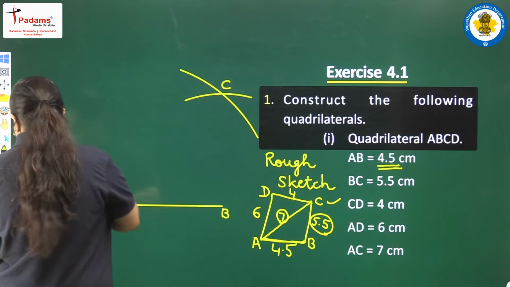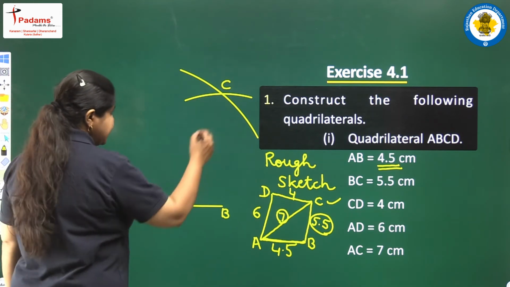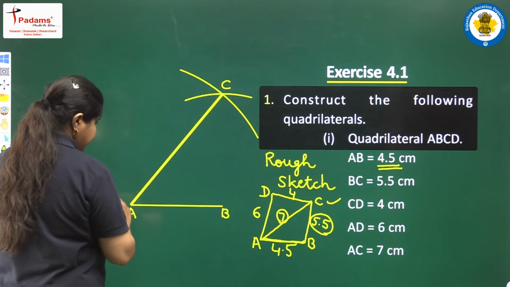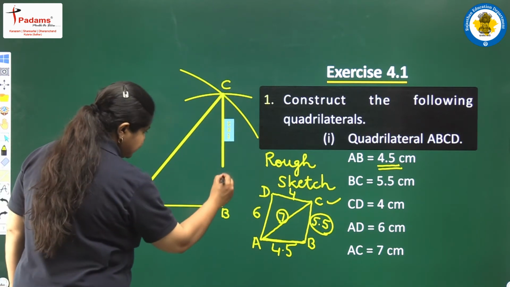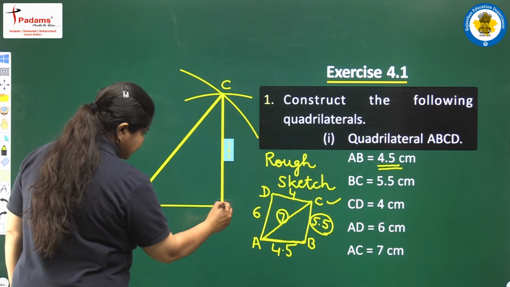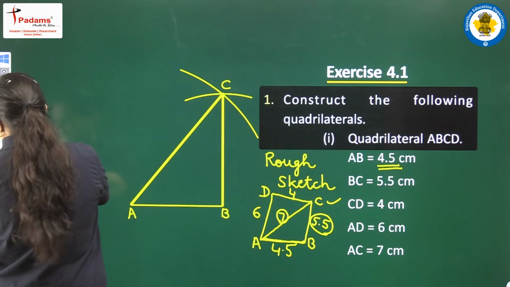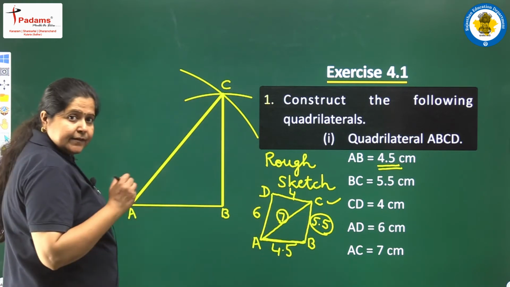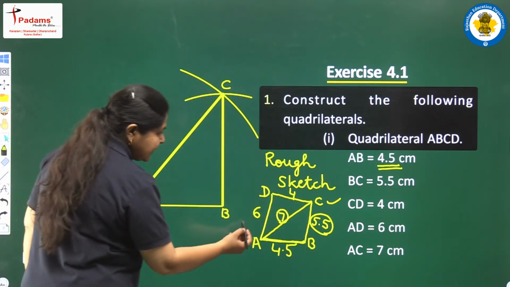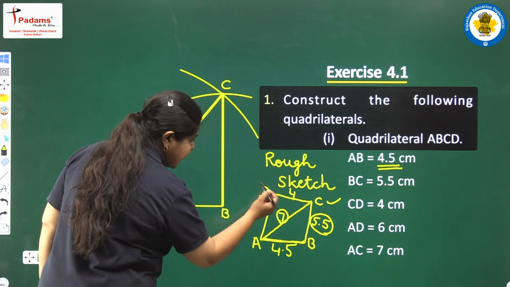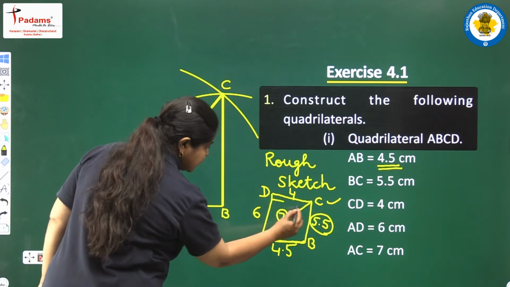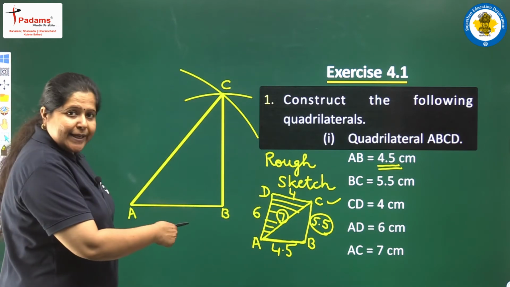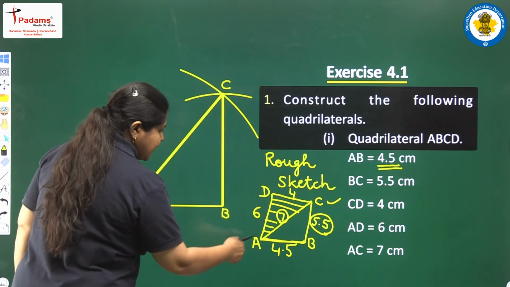Now we need to join these two line segments CA and then CB. With this we have constructed this triangle ABC. What next now? Again we will construct this triangle ADC, this one. Let me mark it with this. Now you can identify, we need to construct this triangle ACD.